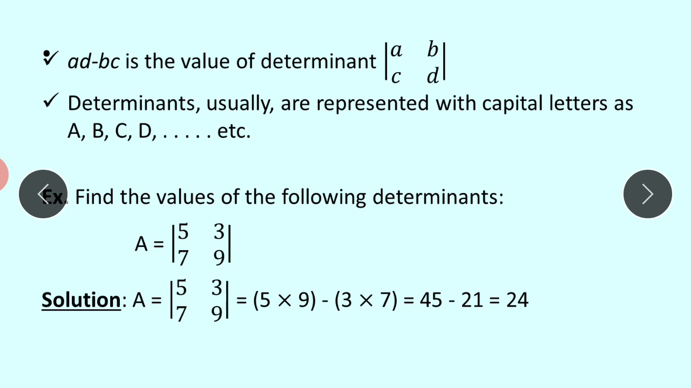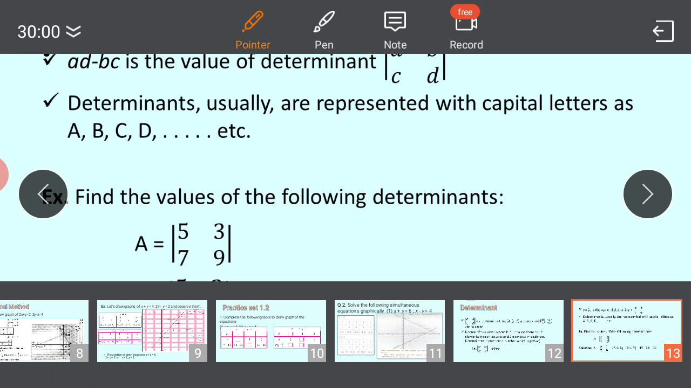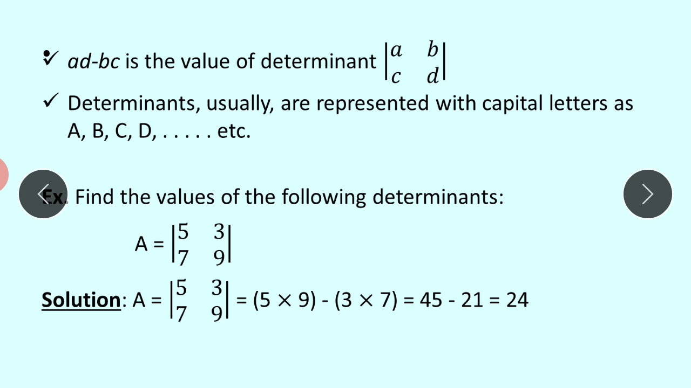One example is there. Find the value of the following determinant. A is equal to 5, 3 and 7, 9 in this 2 vertical line symbol. Then you take the cross multiplication. 5 into 9, 5 nines are 45, minus 3 into 7. 3 into 7 is 21. 45 minus 21 is equal to 24. Understood students how to find the value of determinants?